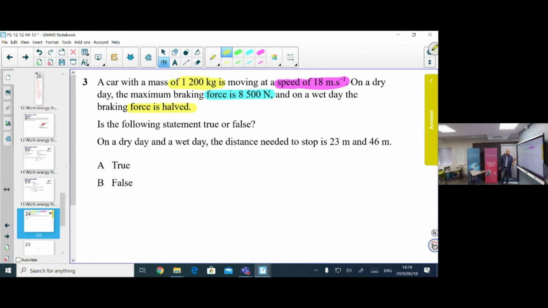On a dry day and a wet day, the distance needed to stop is 23 meters. In other words, this 23 meters here is for the dry day, and this 46 here is for the wet day. For the wet day we have 46, then for the dry day we have 23 meters.